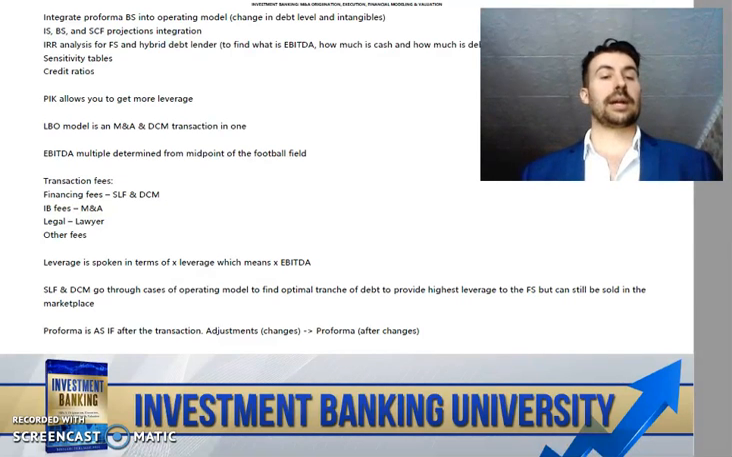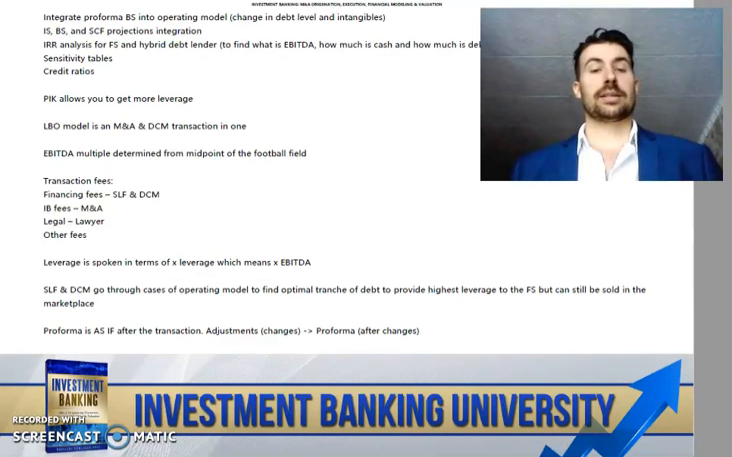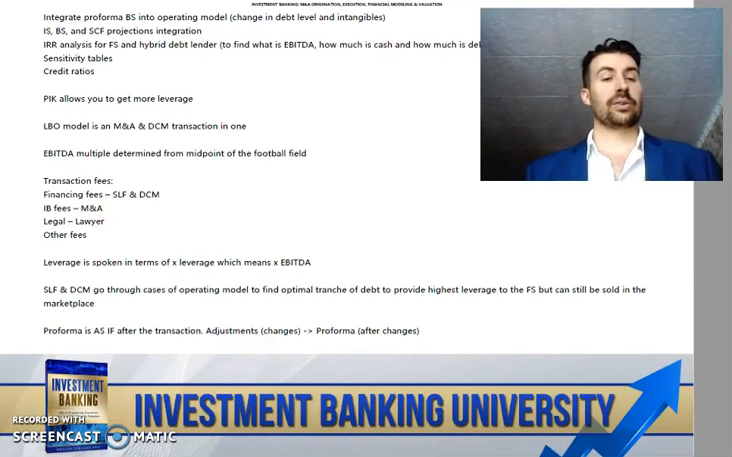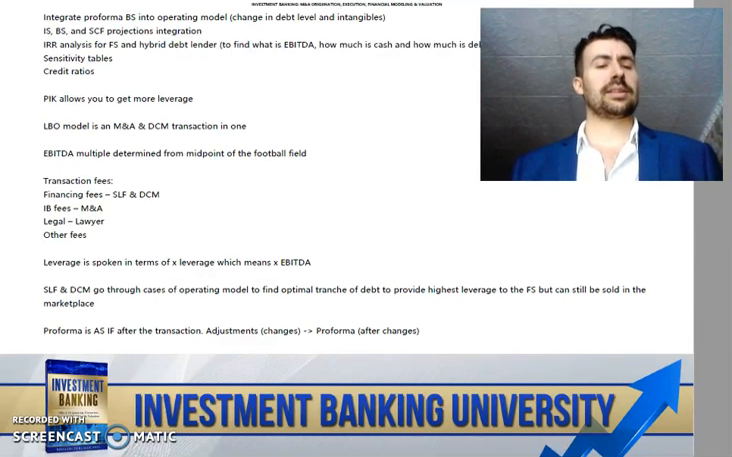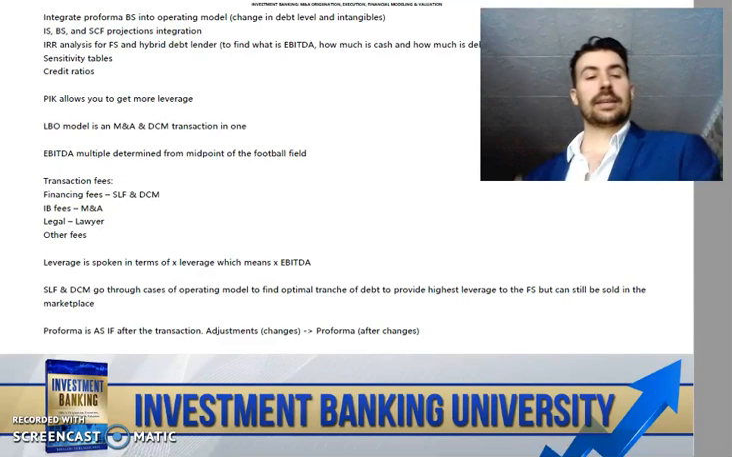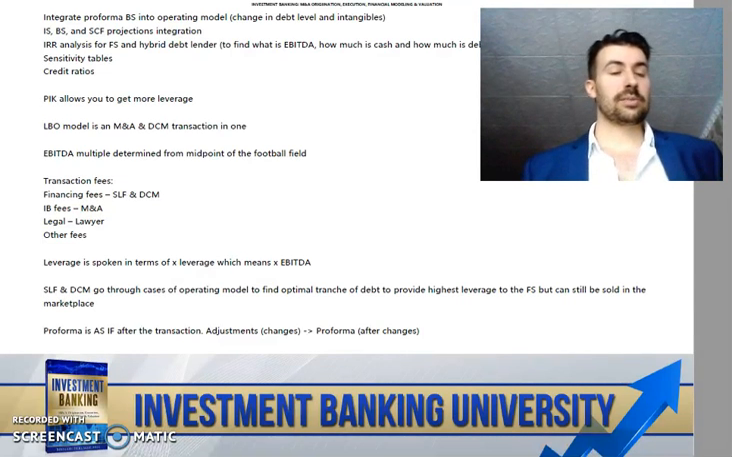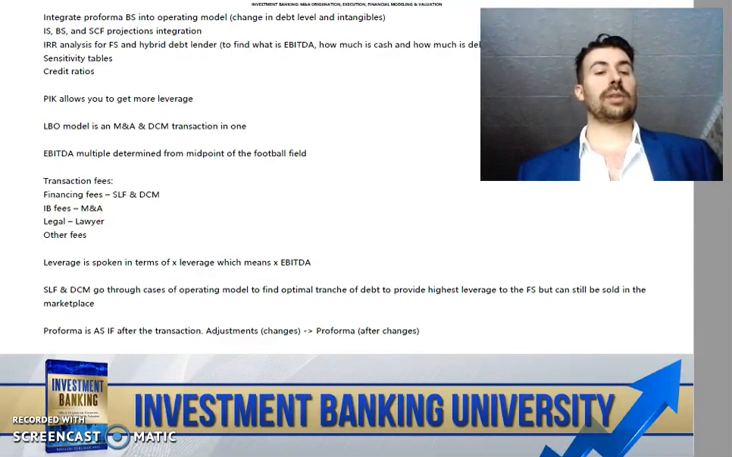And then if there's going to be a hybrid debt lender like mezzanine, we're going to have to find out what the EBITDA is and how much is cash and how much is debt. In terms of going forward from there, we're going to do sensitivity tables, we're going to have credit ratios, and we're going to look at these different aspects in the cases that we run. And just in terms of notes that we're going through right now, PIK, payment in kind, allows you to get more leverage, so we're going to factor that into our models as well.